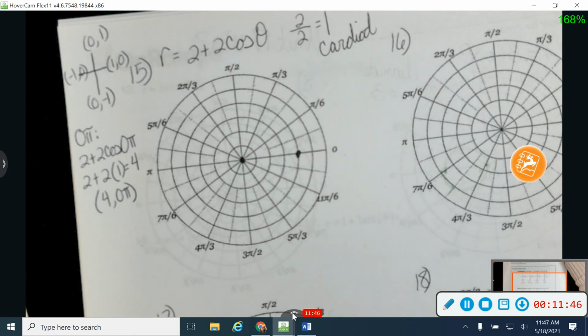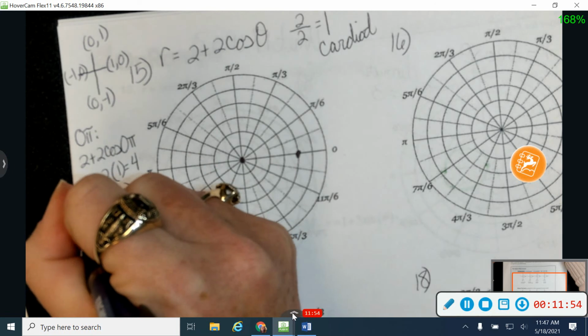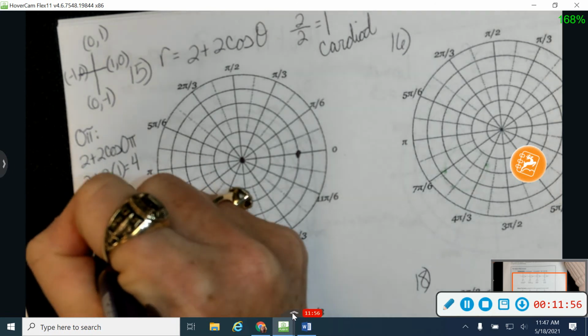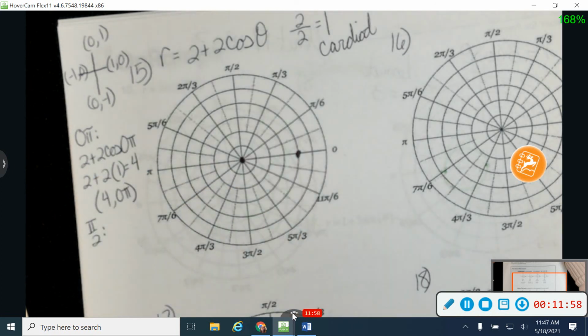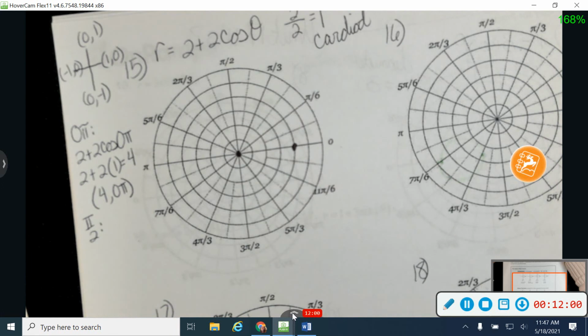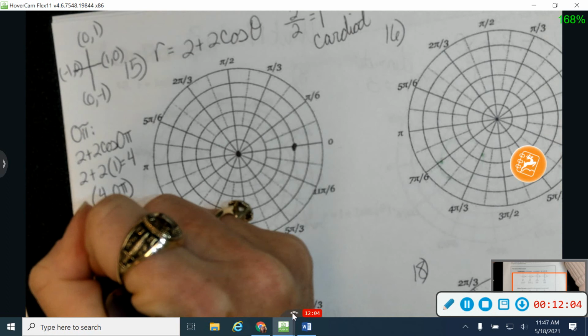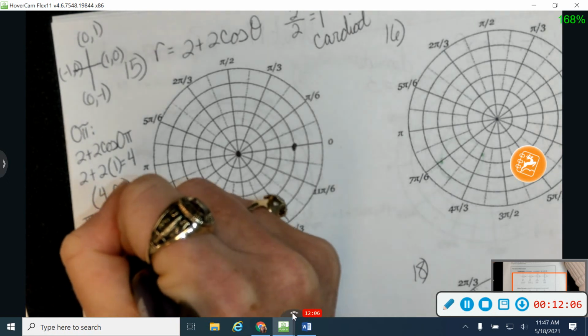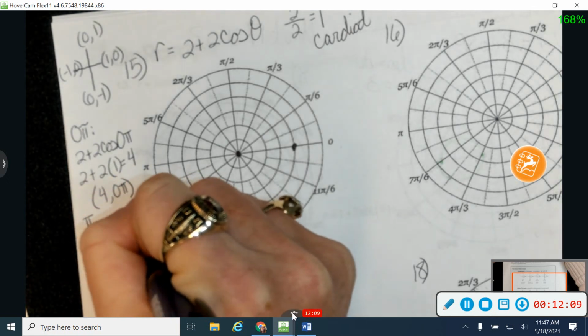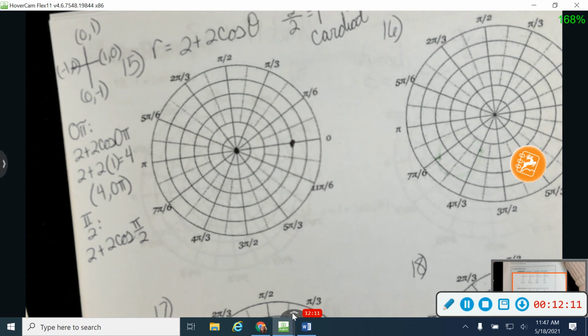Next I need to know how wide. You can pick a lot of different angles for how wide, but again, the quadrantals are easy. So I'm going to go to pi over 2. If you want to, you can use 3 pi over 2. I'm going to use pi over 2. So I'm going to start by doing 2 plus 2 times the cosine of pi over 2. Lots of 2's on this one.